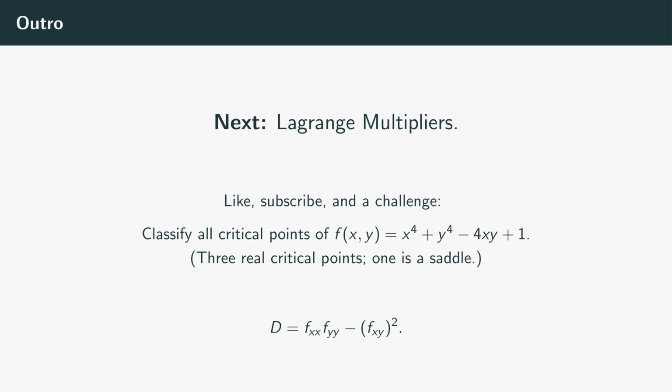Next episode, we put a constraint on the problem. Instead of looking for the lowest point on the whole surface, we ask for the lowest point on the surface subject to a side equation like g of x, y equals 0. The geometry shifts beautifully. At the constrained extremum, the gradient of f is parallel to the gradient of g. That's the Lagrange multiplier method, and it's where unconstrained calculus meets the real world.